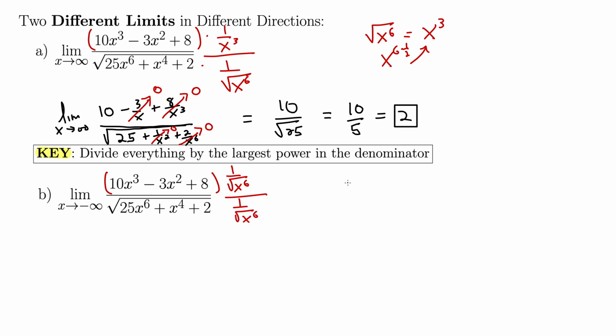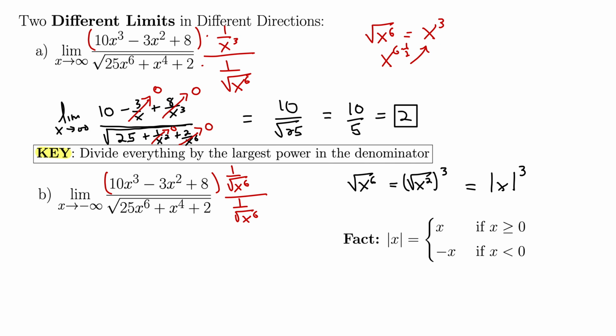Okay, now for the details. The square root of x to the 6th is actually the square root of x squared cubed. That's another way of writing this, and that's legit with the properties of exponents. But the square root of x squared is actually the absolute value of x. So we have the absolute value of x cubed. And this makes a difference as we go off to negative infinity.